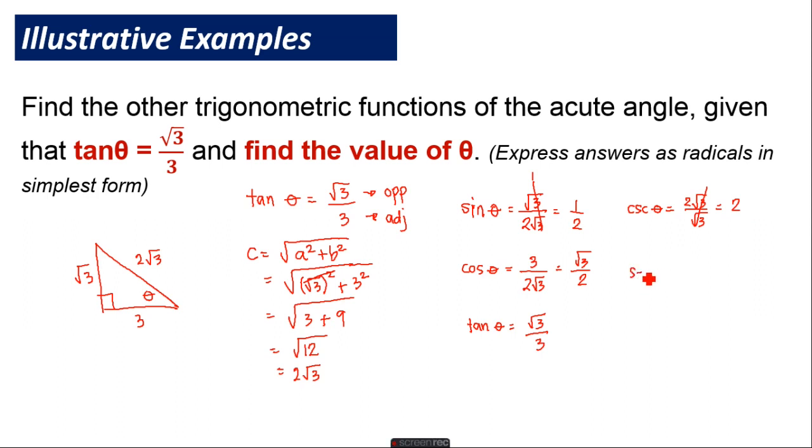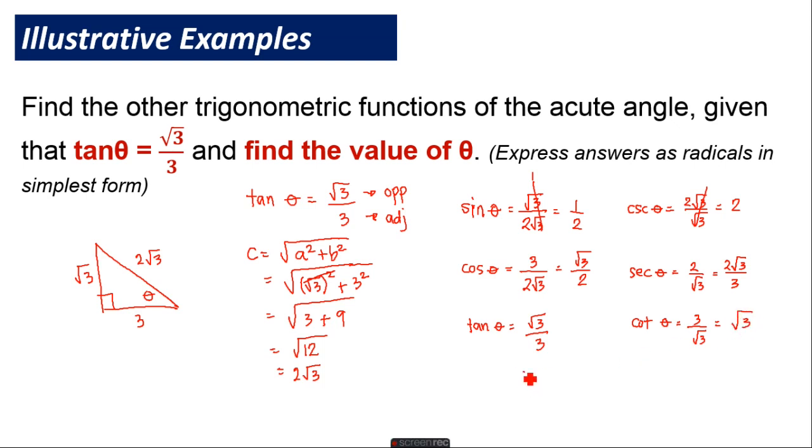And then secant theta will be equal to 2 over the square root of 3, or further simplifying, we have 2 square root of 3 over 3. Now we get the cotangent. Cotangent theta is equal to 3 over the square root of 3. Further simplifying, we get the square root of 3.